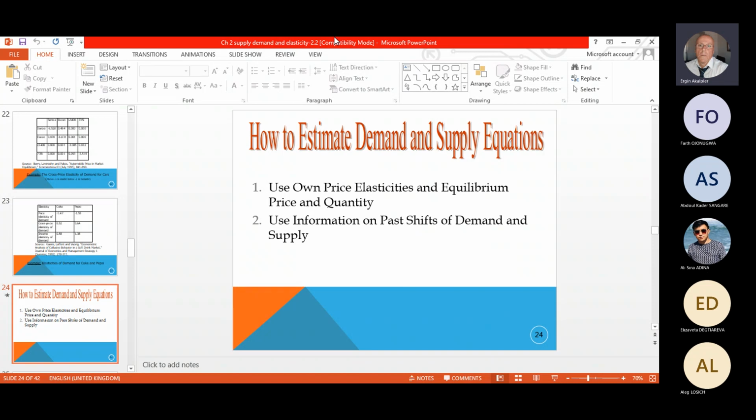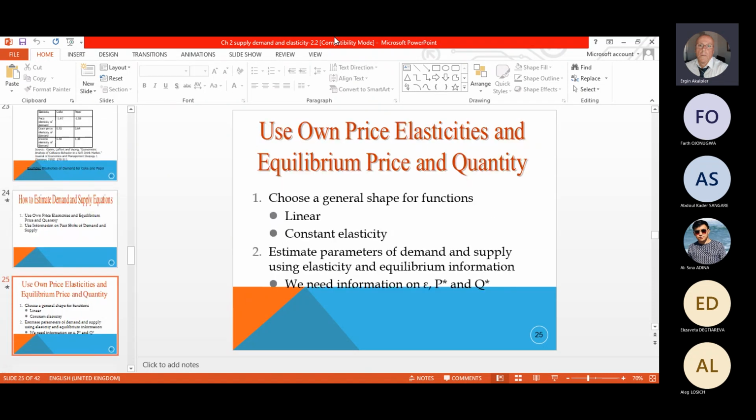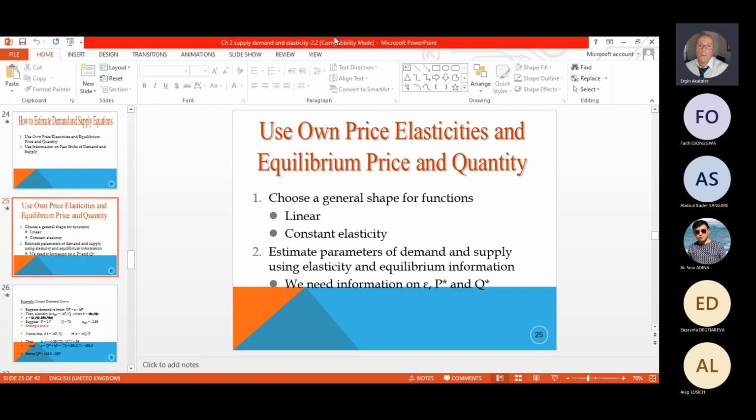And how to estimate demand and supply equations, we are also questioning in this chapter by using the elasticity. Of course, this will facilitate knowledge for you before estimating elasticity. You can easily determine elasticity by using some facilities to make some acceleration or speed to your estimations, to your calculations. You may use own price elasticity and equilibrium price and quantity, and use information on past shifts of demand and supply.